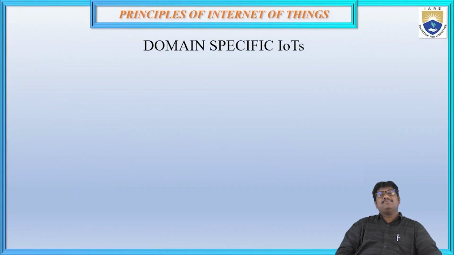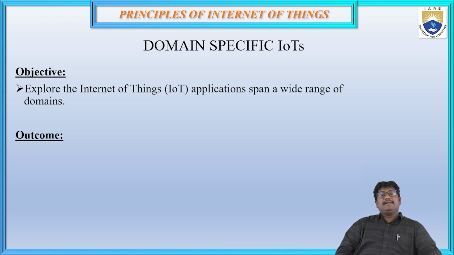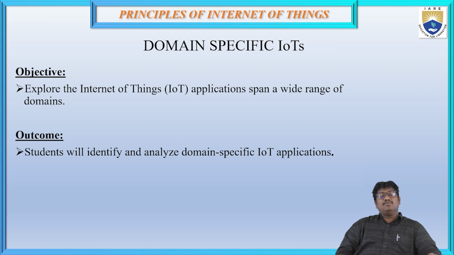Out of this, we already discussed smart home, smart city, and smart environment. And here I need to specify what exactly we are going to get, and after completion of this topic, how you are going to benefit. The main theme of this domain specific IoT is that you are going to explore different kinds of applications in a wide range of specific domains. As I told you, multiple domains. And after completion of this discussion, you are going to identify and analyze how each particular domain performs in the IoT system, which is Internet of Things.